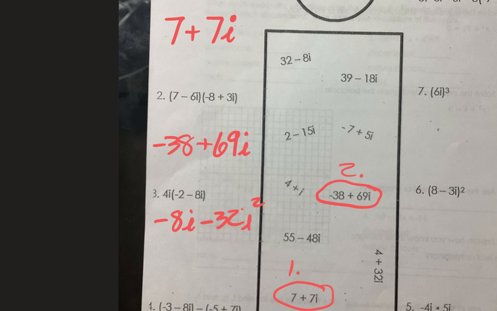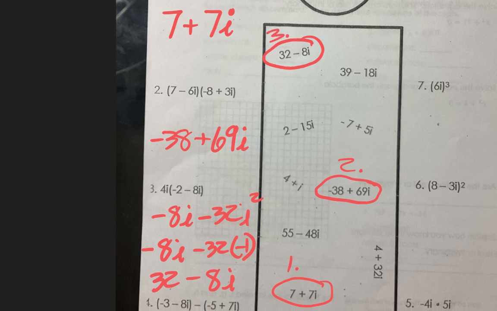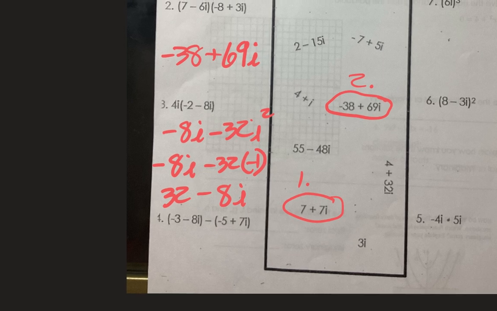Now, we know from up at the top that i squared is a negative 1. So I have negative 8i minus 32 times the negative 1. And that actually becomes, because I want it to be a plus bi, 32 minus 8i. Okay, so I have 32 minus 8i. I do that up here. So that is question number 3. Very good.